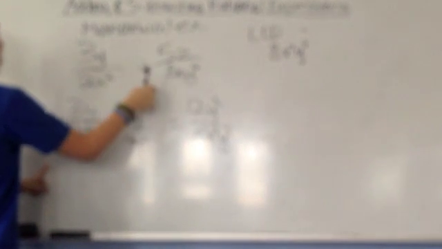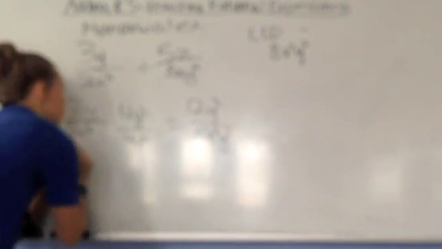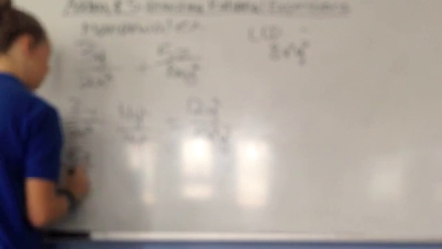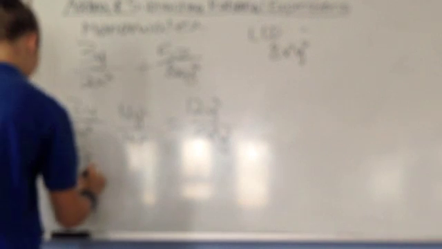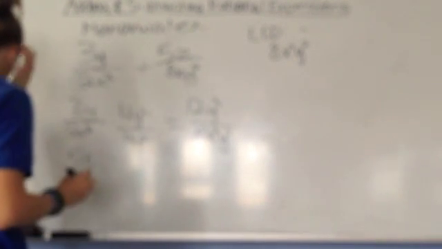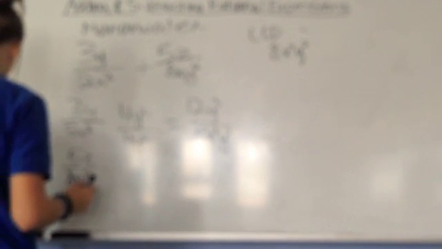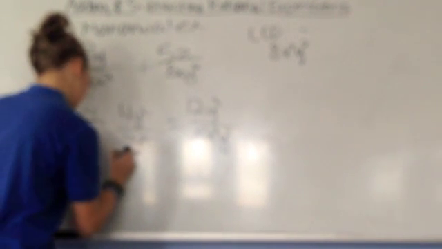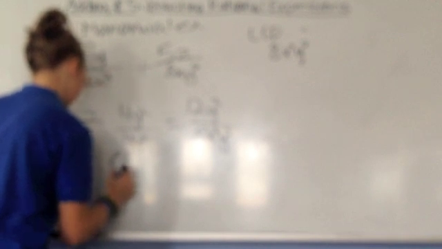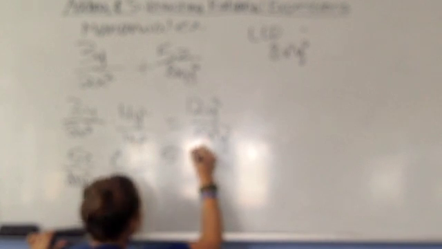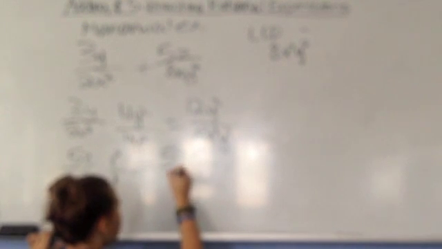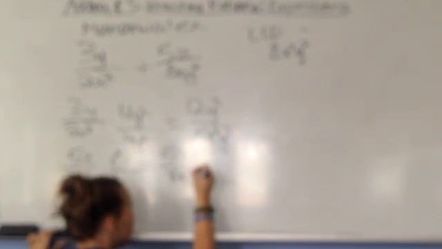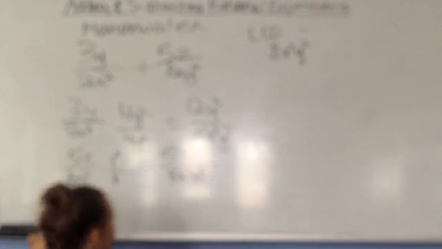And then you are going to multiply 5z over 8xy squared by x squared over x squared, which is going to get 5z x squared over 8x to the third and y squared.